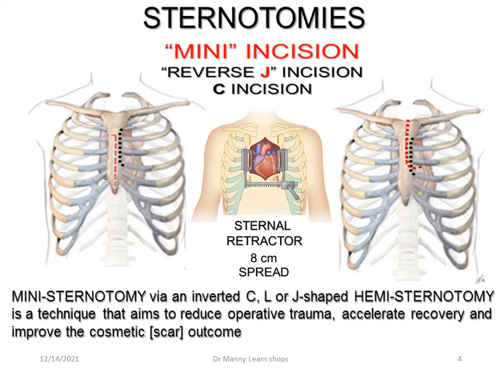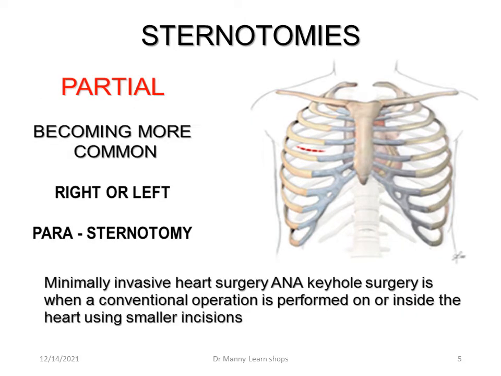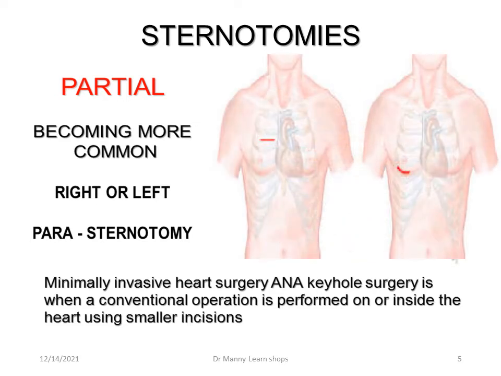The sternal retractor doesn't have to open the chest as far. And there are even smaller incisions that can be made. This is just an overview. Now, sternotomies can be partial, and they're becoming more common. They can be done on the right or the left side, or they can be para, next to the sternum. And this essentially is minimally invasive heart surgery, also known as keyhole surgery. This is when a conventional operation is performed on or inside the heart using much smaller incisions.